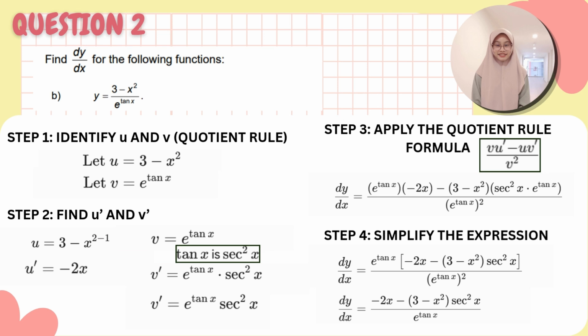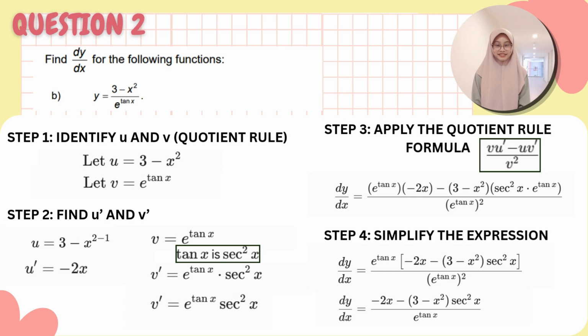Step 2, just like before, we need to find our derivatives, u prime and v prime. For u, we differentiate 3 minus x squared. The constant 3 becomes 0. For minus x squared, the power rule gives us minus 2x to the power of 2 minus 1, which simply leaves us with u prime equals minus 2x.